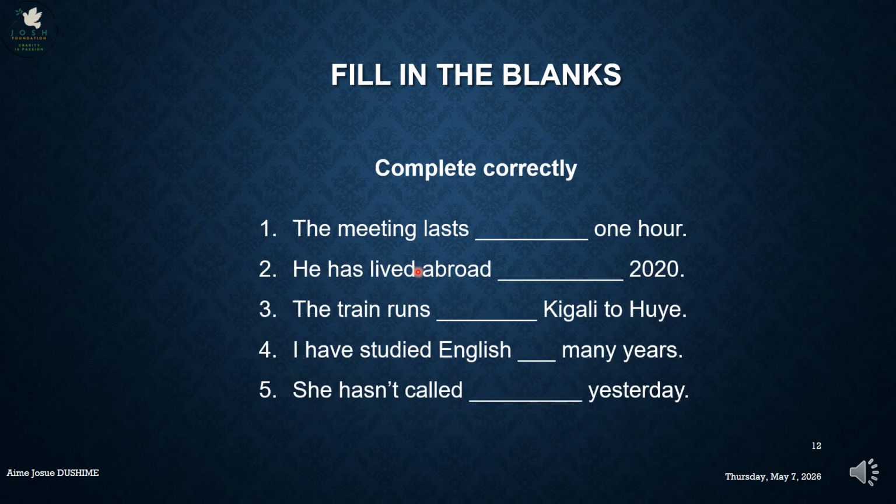You're going to complete correctly using the three words, for, since, and from. The meeting lasts dash dash 1 hour. He has lived abroad dash dash 2020. The train runs dash dash Kigali to Huye. I have studied English dash dash many years. She hasn't called dash dash yesterday.